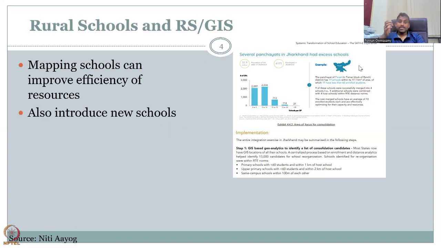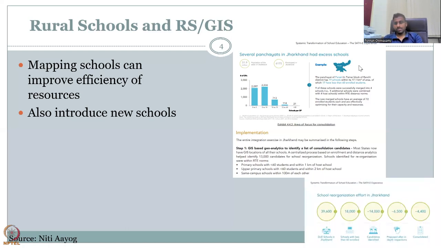You will find places where there are no schools, but the population exists. The government may not be tracking the population. As I said, if there is a nomadic population, which means the villagers, the rural people travel from one place to the other because they are taking the cattle, taking the sheep, they also need to be counted in the system. So the best way is to introduce new schools, and that is also mapped.